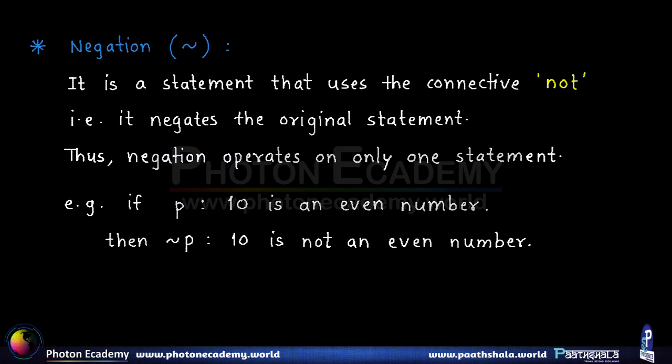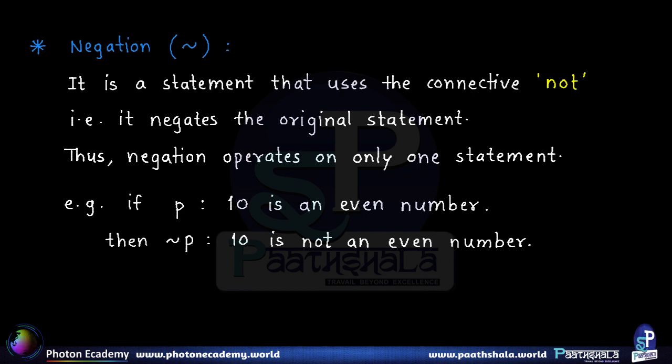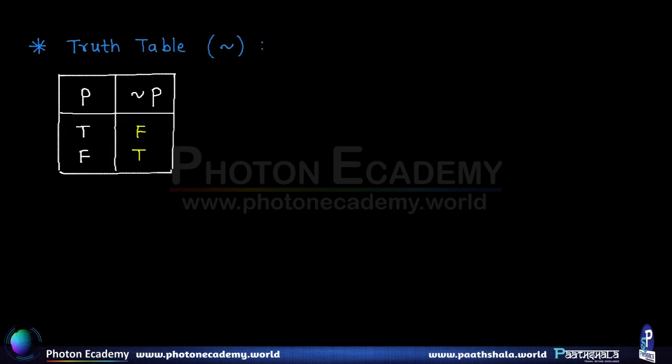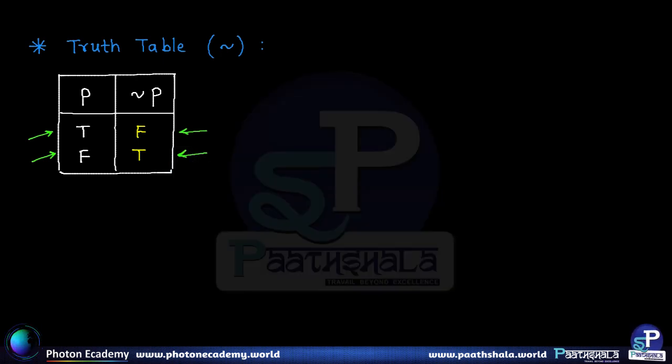statement. So for example, if P is a statement which stands for 10 is an even number, then negation of P will indicate 10 is not an even number. So it is basically just negating or flipping the original statement. Okay, now let's see the truth table of negation. Since it operates on only one statement, which can be either true or false, clearly the negation will be either false or true respectively, right? So this is the smallest truth table.